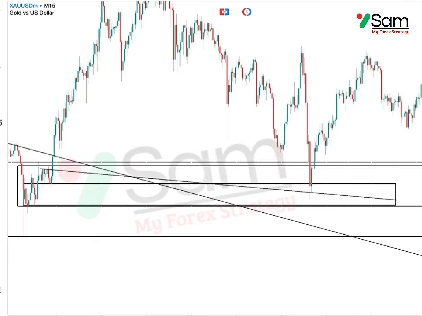Finally, the entry method. Wait for the candle reaction at the engulfing and trendline area. Once a rejection candle appears, only then should we take the entry. For the stop loss, place it below the rejection candle.